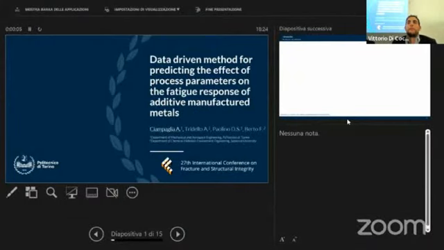I am Alberto Ciampaglia from Politecnico di Torino, and today I'm presenting a data-driven method for predicting the fatigue response of additive manufacturing metals from the process parameters. I've been developing this method together with Professor Tridello and Professor Paolino from Politecnico di Torino and Professor Alberto from Sapienza University.